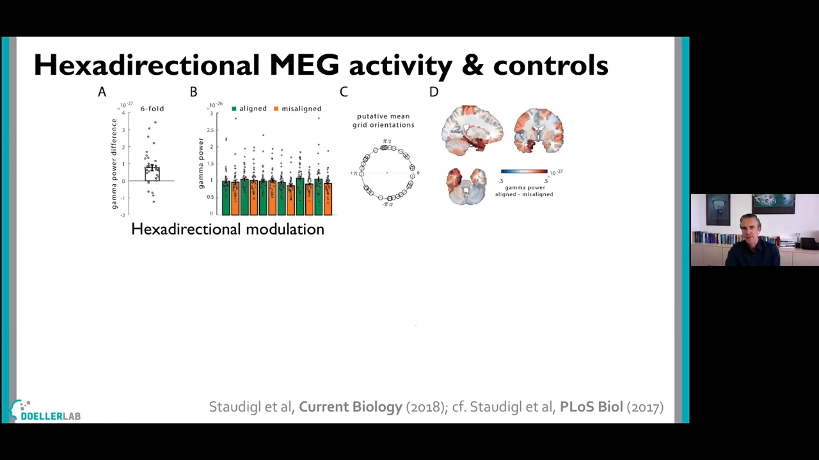With MEG, because you record the signal from the surface of the head, you have techniques such as source localization to localize the most likely source of the signal. And what you see here in that plot, the signal emerges from the medial temporal lobe. It's very difficult to disentangle entorhinal cortex from hippocampus, or actually impossible, but it's coming from the right region, put it that way, from the anterior medial temporal lobe.